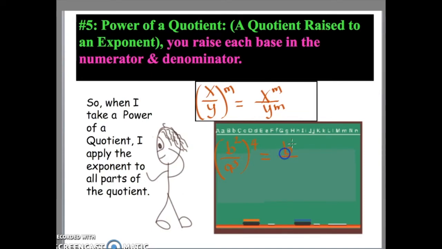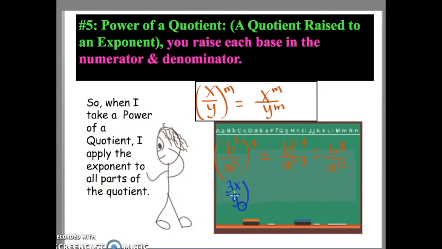So b, 2 times 4, and a to the 3rd, 3 times 4. So when we simplify that out, it's going to give us 2 times 4, that's 8. So b to the 8, and 3 times 4, a to the 12. Hope that makes sense. Let's look at another example.